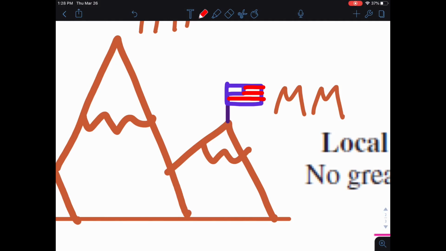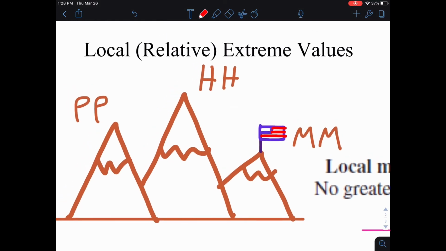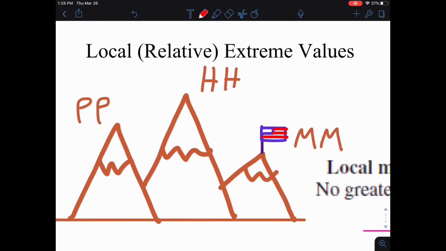Okay. Is Mount Mantra the highest peak? Nope. Higgins Hill and Pigot Point are still looking down at little old Mount Mantra. But the way I like to think about it is that every peak is still a peak. It doesn't have to be the highest peak. And that's the idea behind a local or a relative extreme value. It doesn't have to be the highest point, it just has to be a high point.